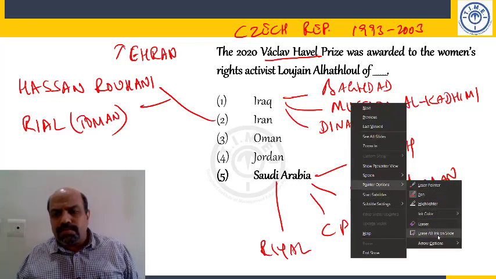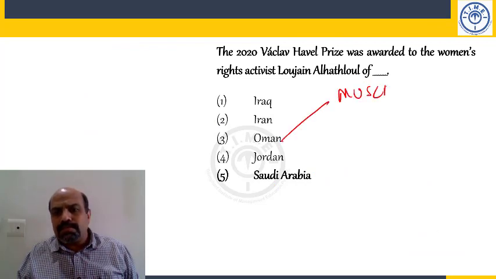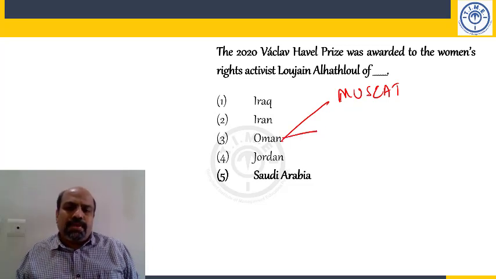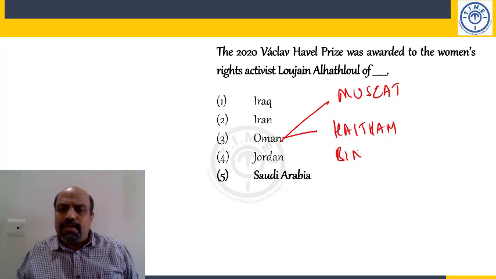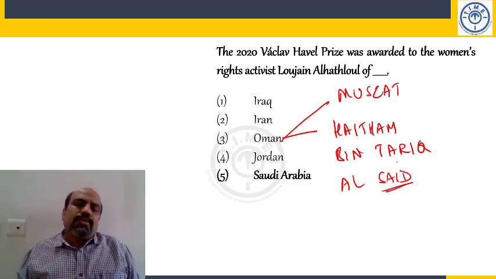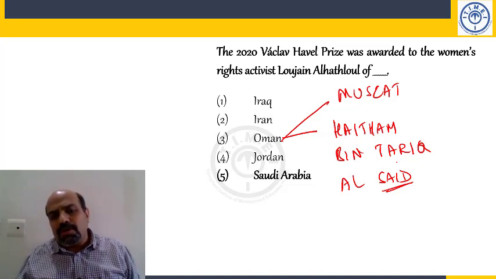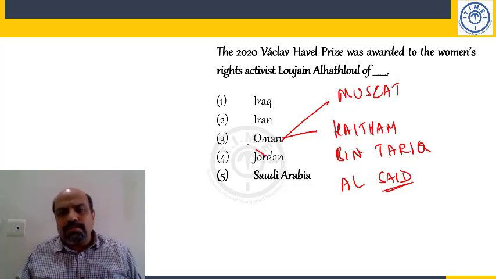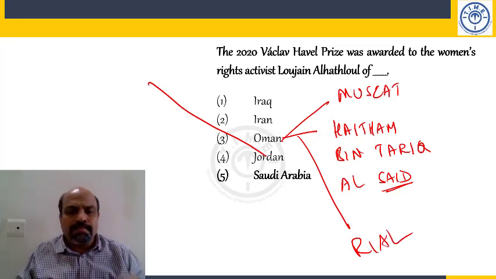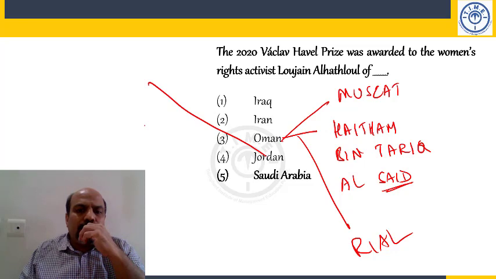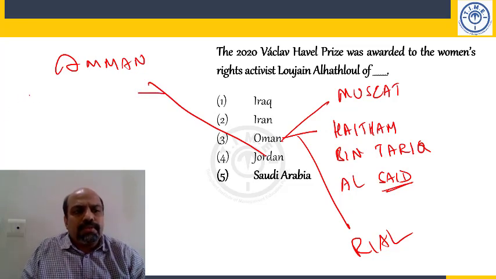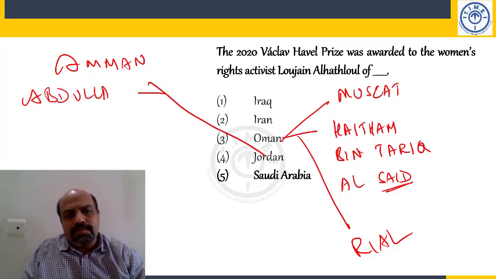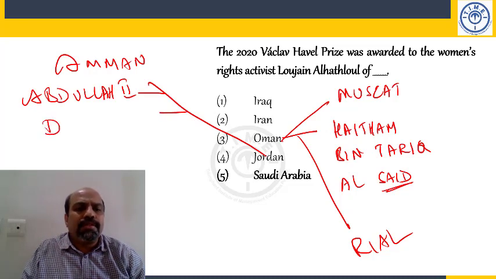Then Oman. Oman's capital is Muscat. And the king here is Haytham bin Tariq al-Sayyid. That's the name of the ruling house. The family that rules Oman is al-Sayyid. In Saudi Arabia, it's al-Saud. So Oman's currency is Riyal. Jordan. Jordan's capital is Amman. Then the king is Abdullah II. And Jordanian dinar is the currency.